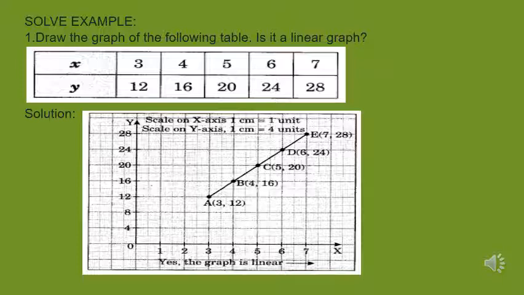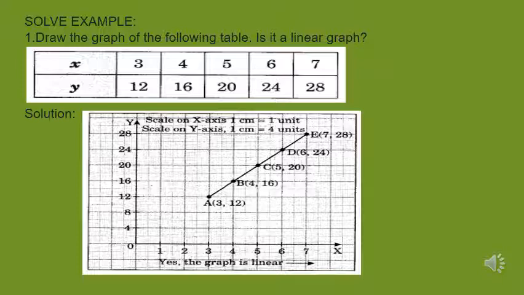The values for x we represent horizontally and the values of y we represent vertically. So when the value of x is equal to 3, the value for y is 12. After plotting the given values for x and y, we join the points, that is A, B, C, D and E.